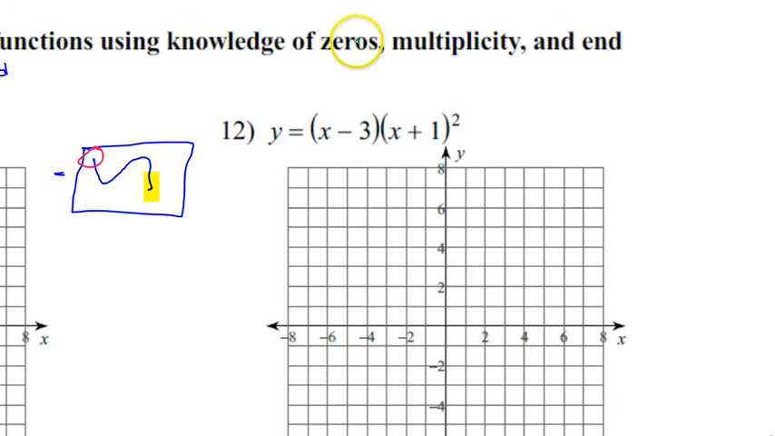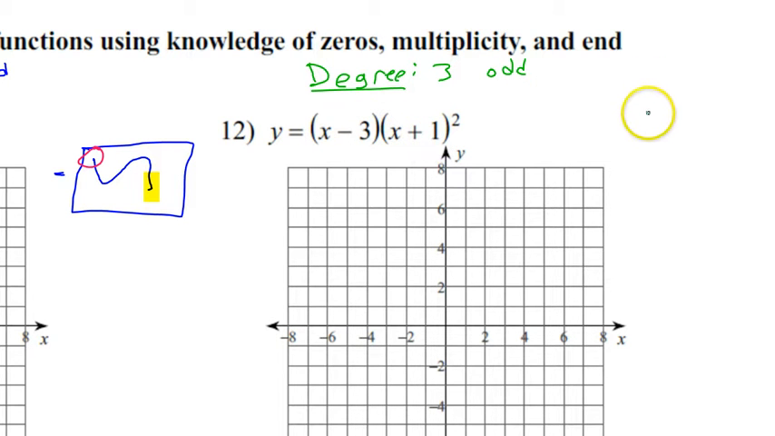Let's try this degree thing again. 3. The degree is 3. Good job, Antonio. All right, can everybody see that the degree is 3? Yeah. All right, again, that makes this odd. It's 3 because there are two of these and one of these.